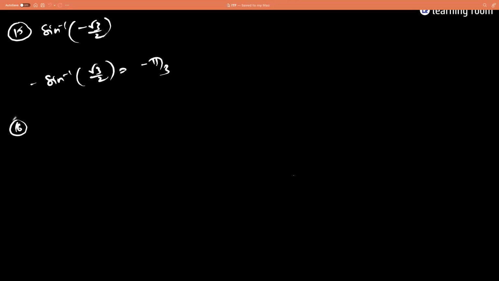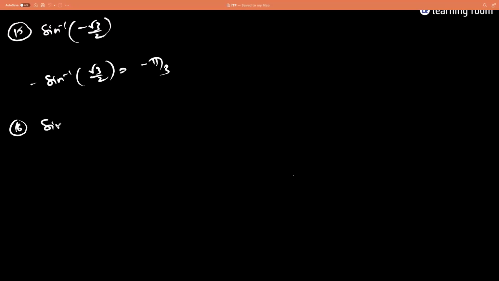15th. Principal value of sine inverse of minus root 3 by 2. 10 seconds. Minus pi by 3. Correct. So minus sine inverse of root 3 by 2, minus pi by 3. 16th.